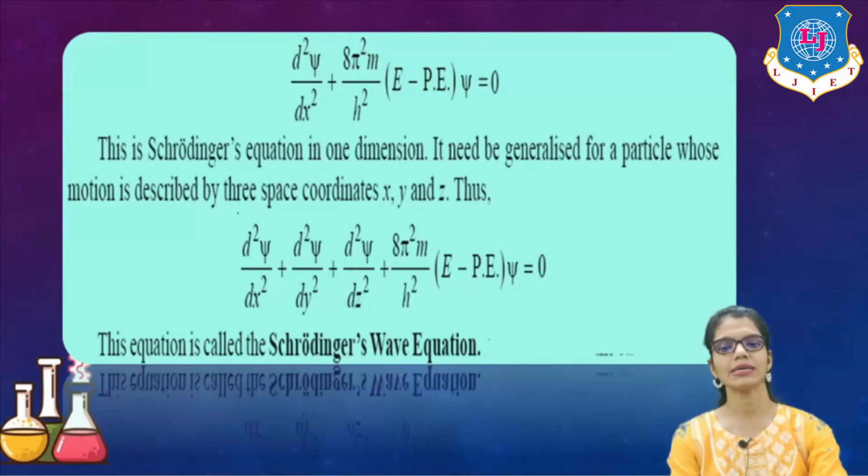Now let's see how it can be represented in x, y and z. So d square psi by dx square plus d square psi by dy square plus d square psi by dz square plus 8 pi square m by h square into E minus P into psi is equal to 0. This equation is called the Schrodinger's wave equation for 3 dimensions. Be specific here. We can find it out in all the 3 dimensions also.